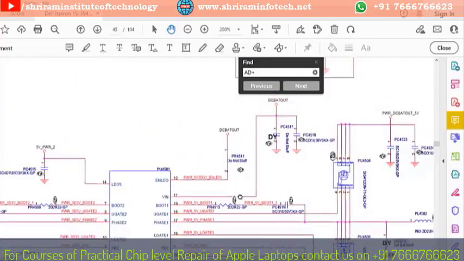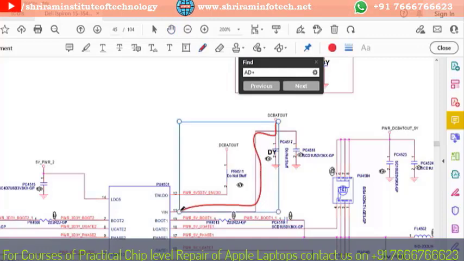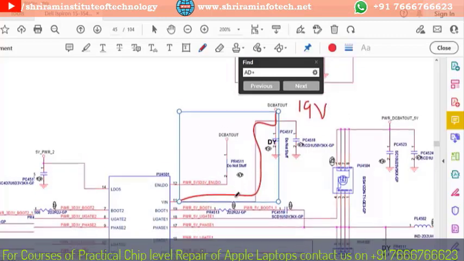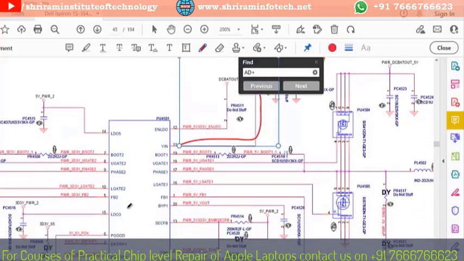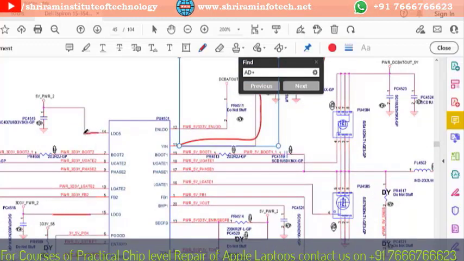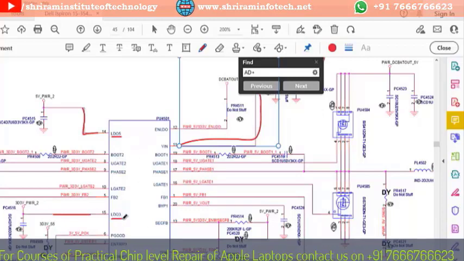Can you see here that my DC bat out voltage will come to this chip at pin number 11. You have to check pin number 11, that is 19 volt, and then we have to check the next voltages, that are the 2 linear outputs, LDO03 and LDO05, linear digital output 5 volt and linear digital output 3 volt. They are called VRG3 and VRG5. These both are the linear outputs.